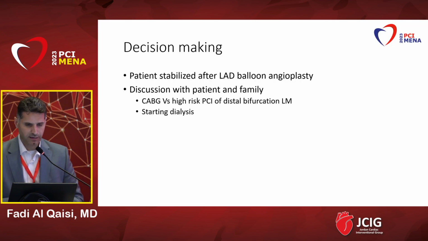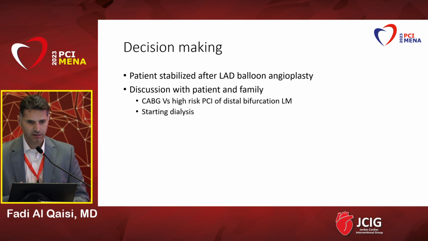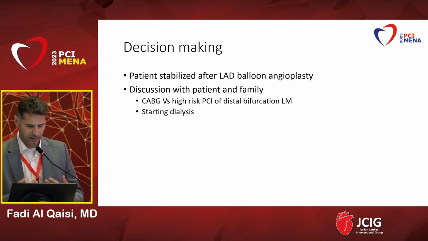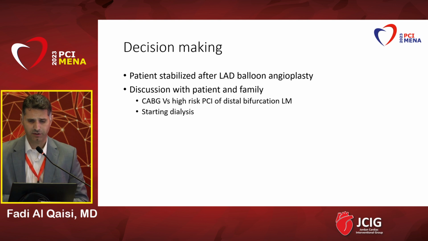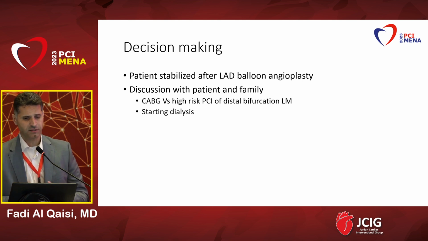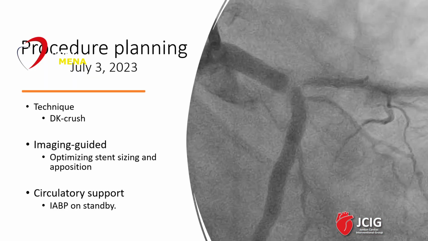Right now, we came back and had a discussion with the family. What should we do next? The discussion was, should we do a high-risk bypass or a high-risk distal bifurcation left main? The other decision was that she needed to have dialysis. It's already done, and we had a discussion with the family about the needs. After the discussion with the family and the patient, we decided on a high-risk bifurcation lesion.